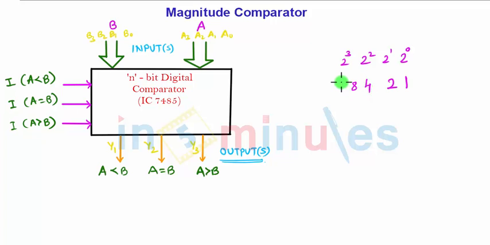Now these bits have weights according to which their decimal position is fixed. Since it is a 4-bit number, the decimal value of A varies from 0 to 15, and likewise for B. So we compare the magnitude of these numbers. There are 4 bits for A and 4 bits for B. That's why there is a bus for the input, and for the single outputs we get either A is less than B, or A is equal to B, or A is greater than B.